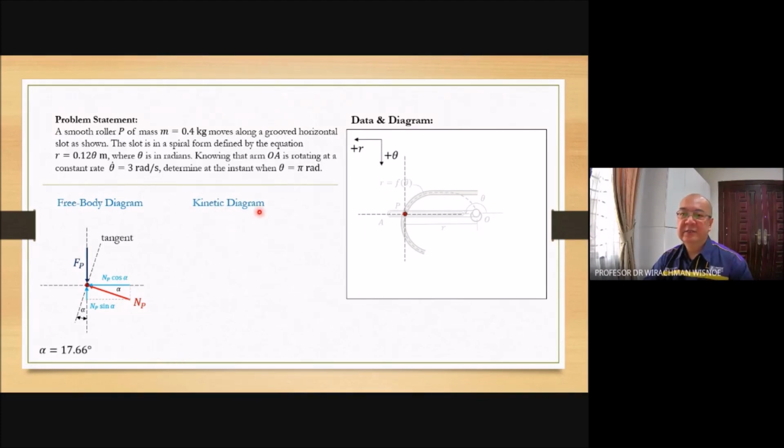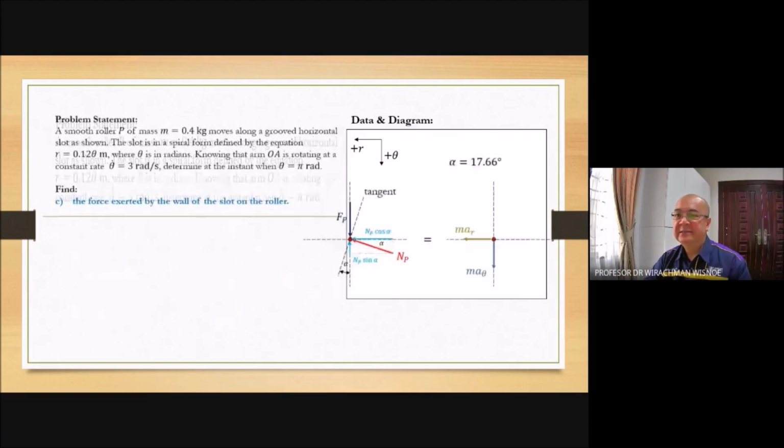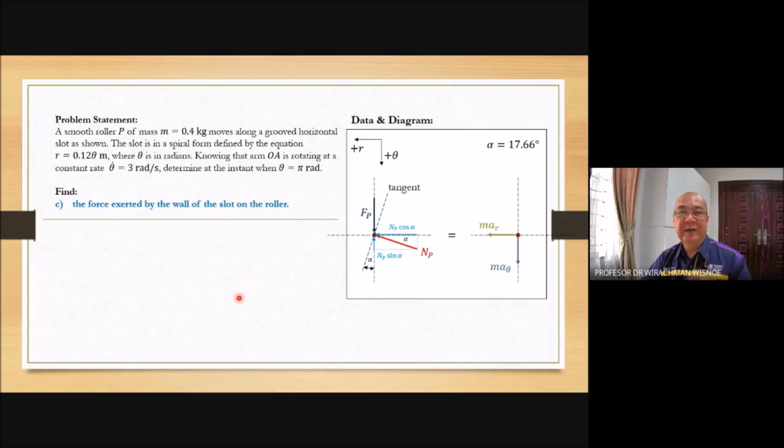Now we are going to focus on the kinetic diagram. Now I see from the acceleration point of view. We have calculated in the kinematic section that this roller has acceleration in the r direction and theta direction. So in the r direction, m a_r, and also in the theta direction, m a_theta. I bring it beside the previous one, so I have the free body diagram and the kinetic diagram. Both must be equal. Sigma F equals m a.